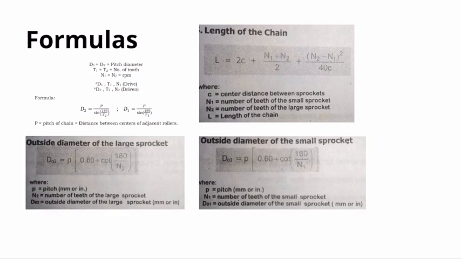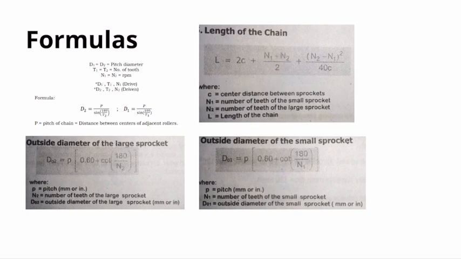For the formulas of roller chains, for solving with the distance between the centers of adjacent rollers. These are the formulas for the pitch diameter of the large sprocket and small sprocket: it is equal to the pitch of chain over sine of 180 over the number of teeth.